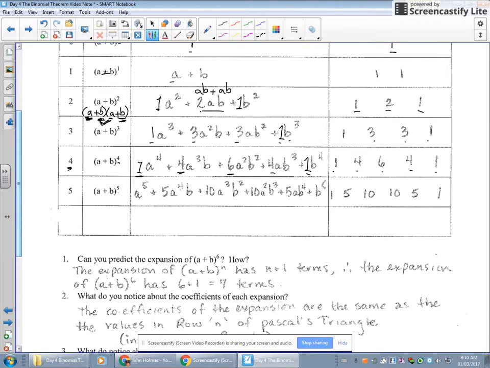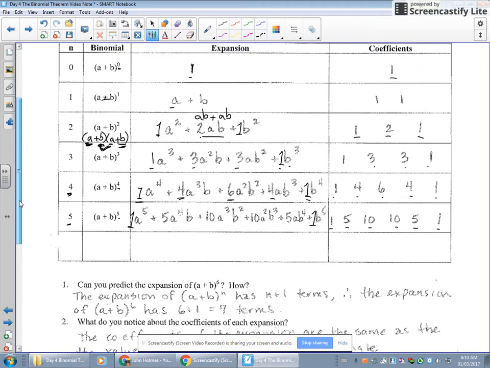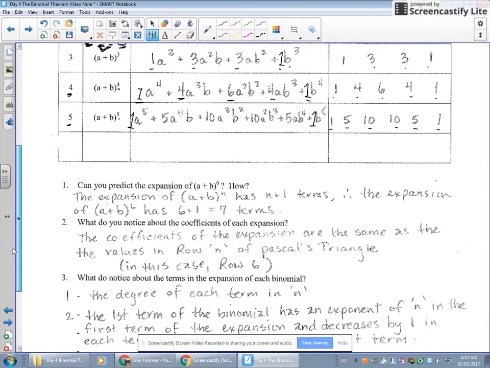A plus b to the fifth, which is the fifth row, is 1a to the fifth, plus 5a to the fourth b, plus 10a to the third b squared, plus 10a squared b cubed, plus 5ab to the fourth, plus, again, 1b to the fifth. Our coefficients are 1, 5, 10, 10, 5, and 1. So we should be recognizing that these coefficients are, of course, simply Pascal's triangle.